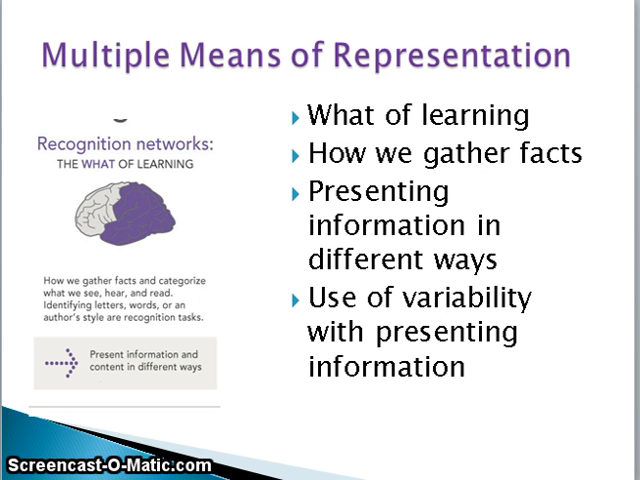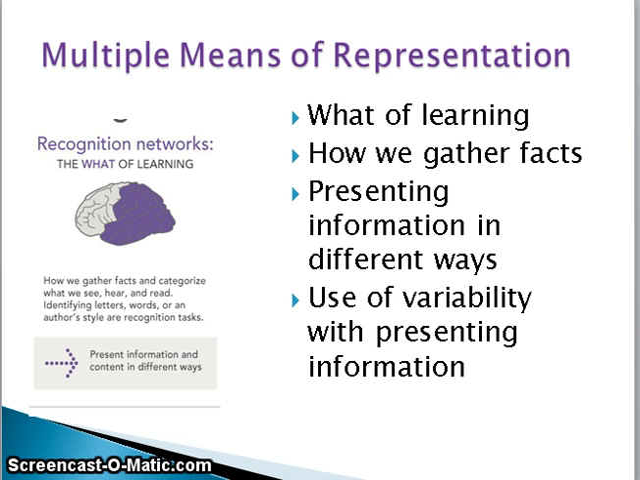The next thing that we're going to talk about is the multiple means of representation. That's the second principle of UDL, and this is associated with the recognition network. Basically, this is the what of learning. It's how we gather our facts. It's how we present information in different ways.